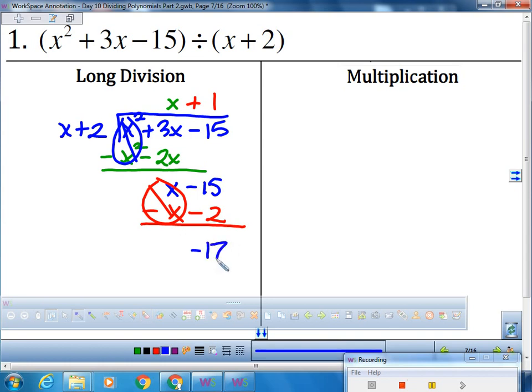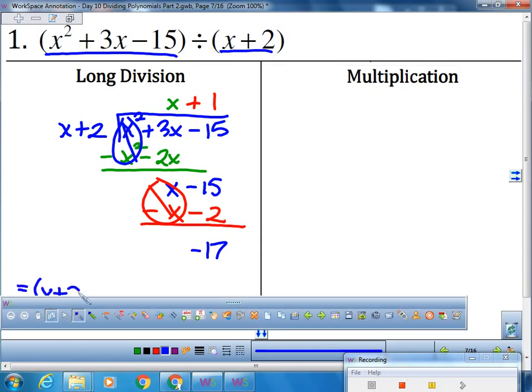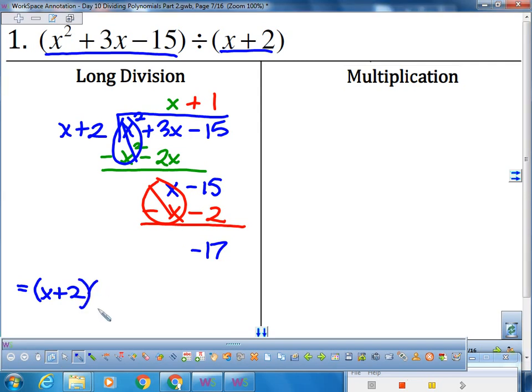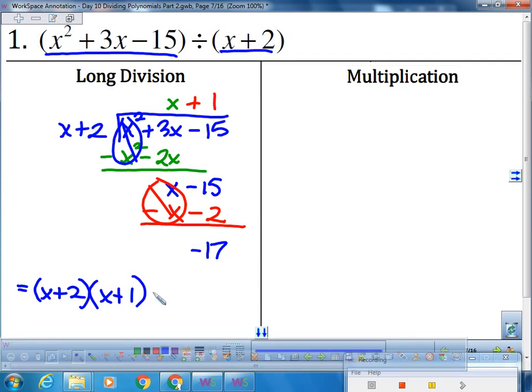That's my remainder. So my answer to x squared plus 3x, being divided by this, is equal to x plus 2 times x plus 1. That's what I got, my x plus 2, my x plus 1, those are my factors. But I have a remainder of negative 17.